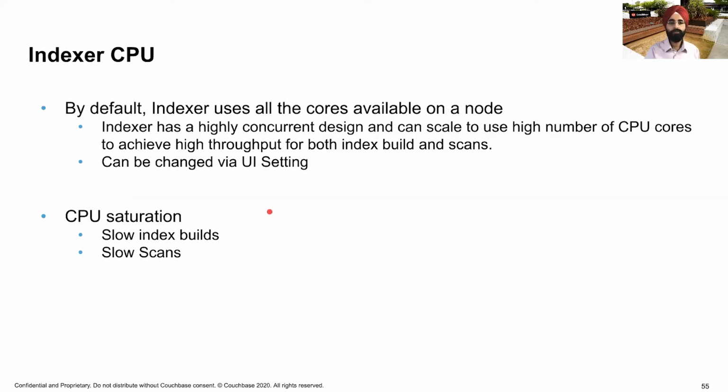The next factor to look at is indexer CPU. By default, indexer uses all the cores available on a node. Indexer has a highly concurrent design and can scale to use a high number of CPU cores to achieve high throughput for both index build as well as scans. And if the CPU gets saturated, it will lead to slow index builds and slow scans. This can also be changed by a UI setting.